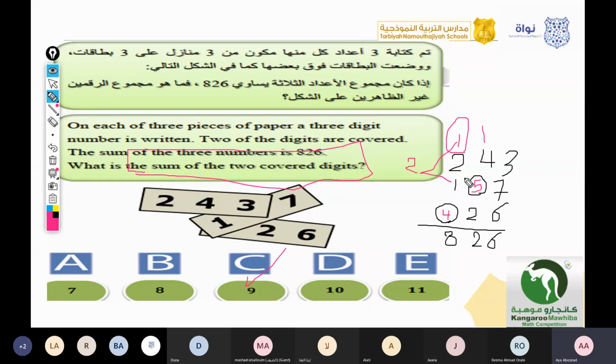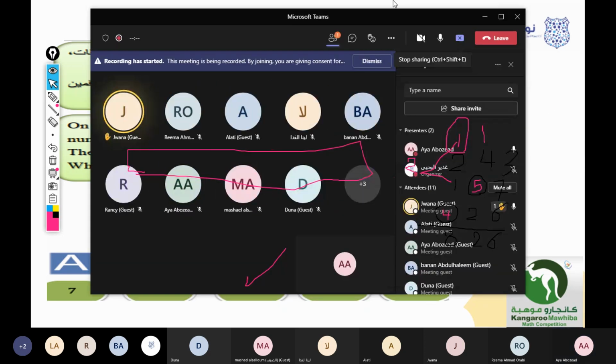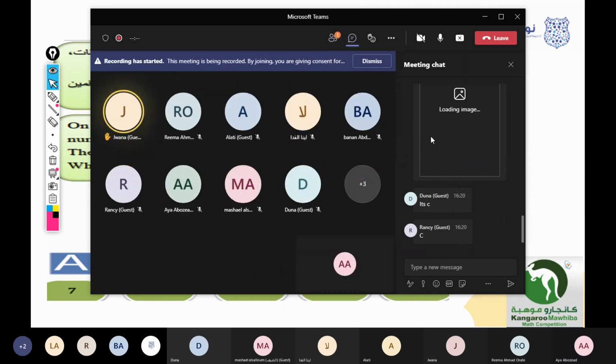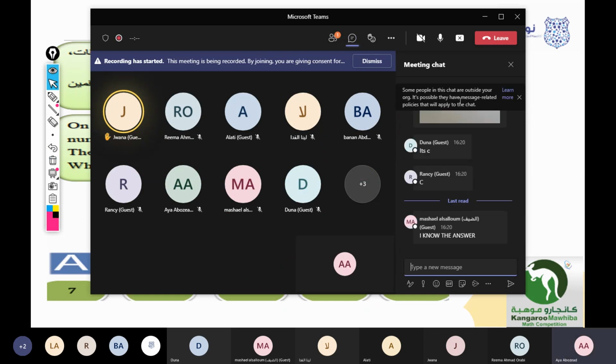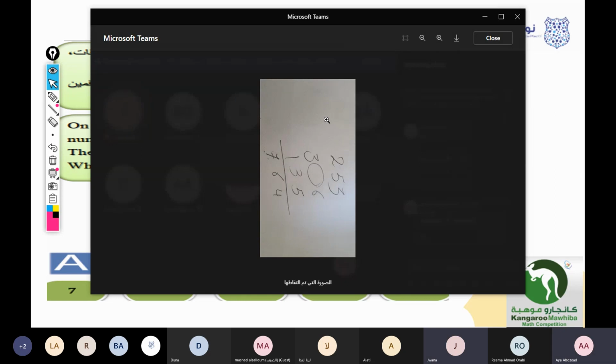Now I ask about the circle. What is the missing number in the chat box? I will open this on the screen so you can solve if anyone doesn't have a chat box. You can write the answer, Mashal, if you know. Oh, I cannot rotate this, but I need this number.